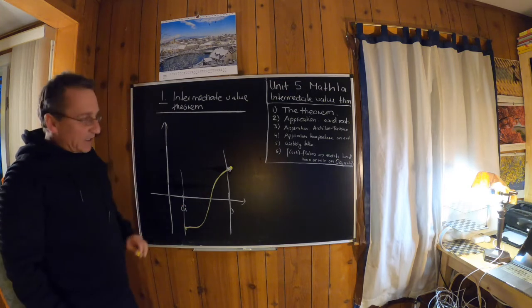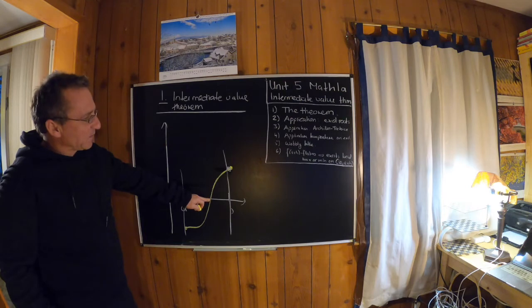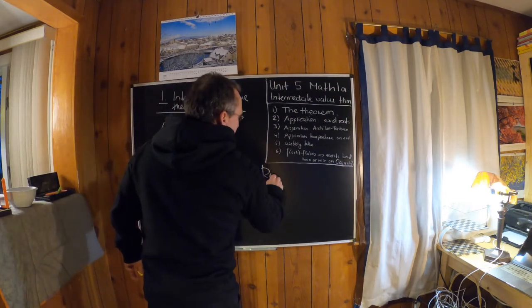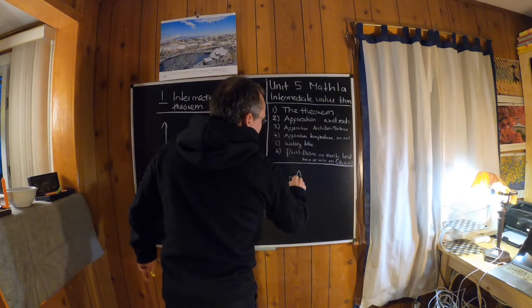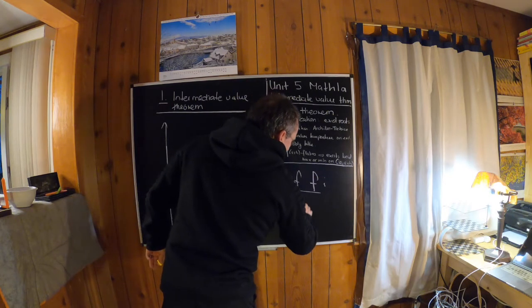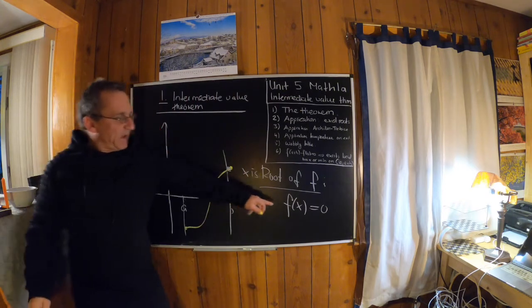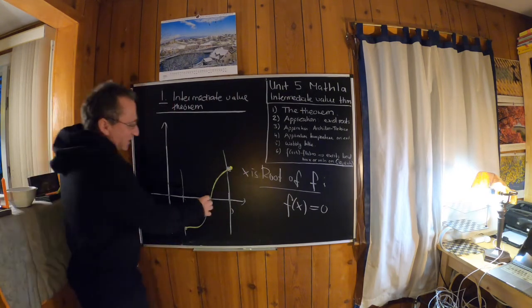And then the theorem is that there exists a root. A root is a place where the function is 0. So roots. That's a place where f(x) is equal to 0. So x is a root of f if f(x) is equal to 0. So that's a root here.